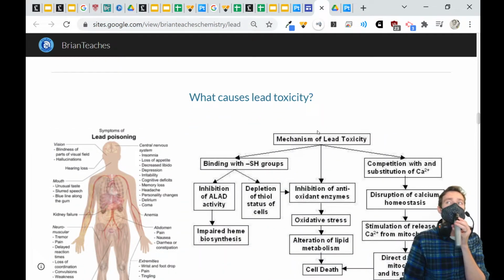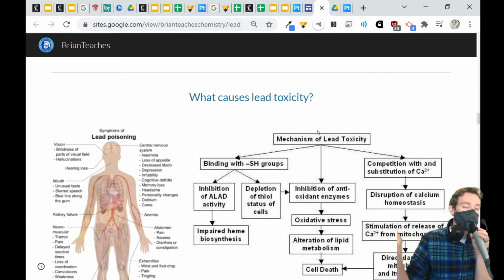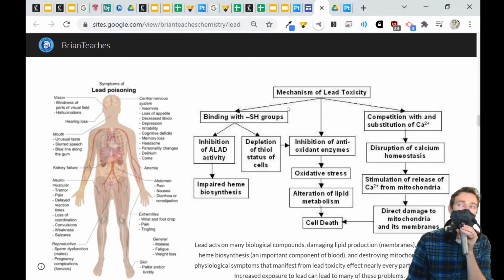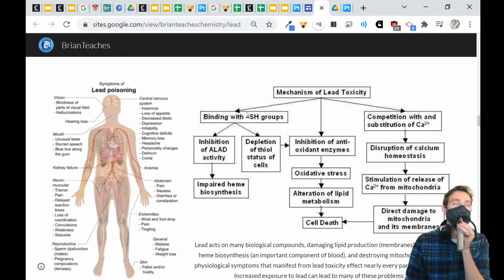What causes lead toxicity? It's obviously dangerous. Why? Well, two reasons. It either binds to SH groups, which are called thiol groups, and these are important because these are in a lot of proteins. It causes problems there. It also competes with calcium.